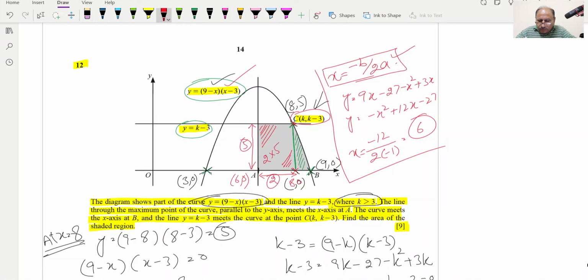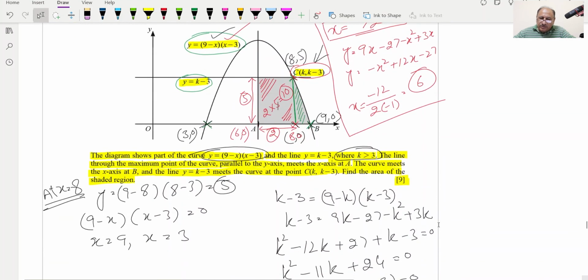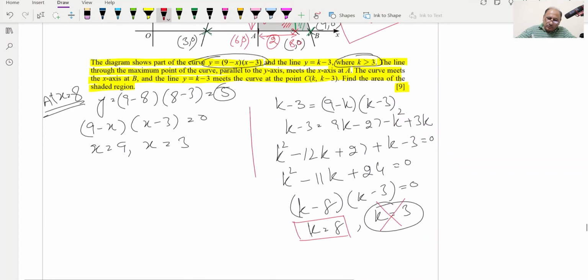2 multiplied by 5 will be equal to 10. So 10 will be the area of this rectangle. Now the remaining part is that we have to integrate this curve for this side, and we will take the integral from 8 to 9. 8 is this value, 9 is this value, so we can write the integral.